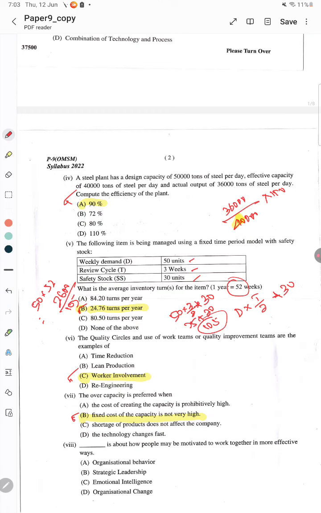And then question number 8. Dash is about how people may be motivated to work together in more effective ways. Actually, it is organizational behavior. Every employee must be motivated, there should be a harmonious relationship, the working climate must be smooth. So organizational behavior is the correct answer. A is the correct answer. Please make note of it.